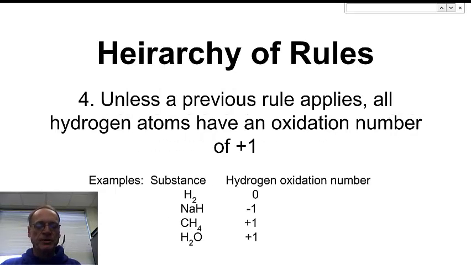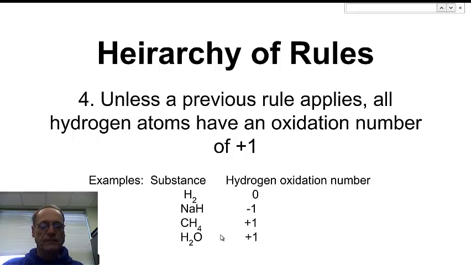Fourth rule, and this is where we start getting into specifics. We're going to talk specifically about hydrogen in this case. Hydrogen will always have a +1 oxidation number unless one of the previous rules says otherwise. So in the molecule H2, as we saw, the oxidation number of the hydrogen is 0 because it's the element hydrogen. That rule takes precedence over this one that says it's always a +1. Or in sodium hydride, in which you have a negative charge on the hydrogen, so it's a hydride, H-, the oxidation number is -1, as we saw a minute ago, but that's because the previous rule breaks this one that says it's a +1.